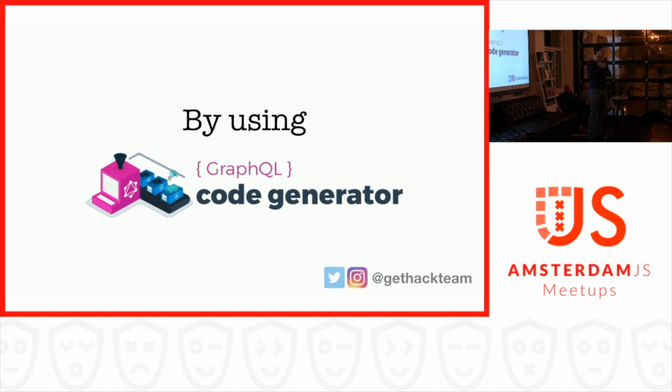So with code generators, Apollo has a code generator as well, but it only creates Apollo components. With GraphQL code generator, you can also create components for other packages like URQL, or you probably have vanilla TypeScript components you can create as well. Still, you can also create Apollo components.